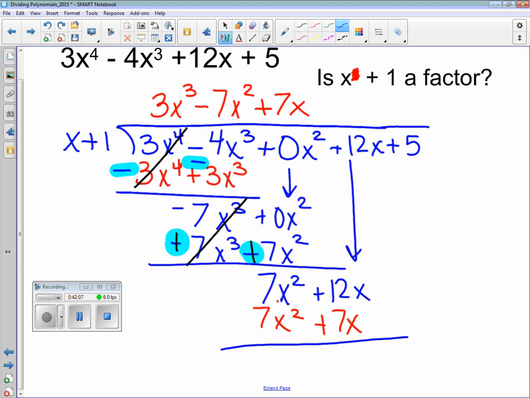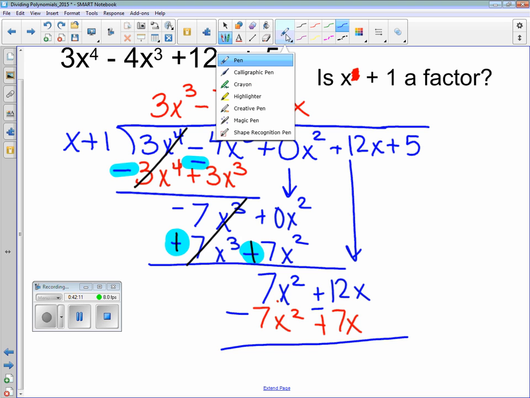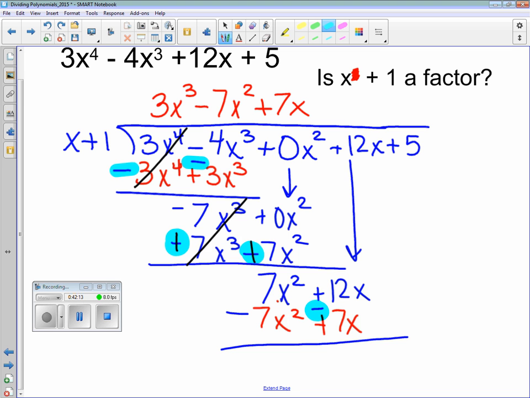What am I not going to forget to do? Change the signs. I'm even going to highlight them. Tim, what'd you call it? The primary sign when I have a negative and a plus. Negative, right? So the first ones always cancel. 12 minus 7 is 5x. And then I have to bring down one last one, plus 5.